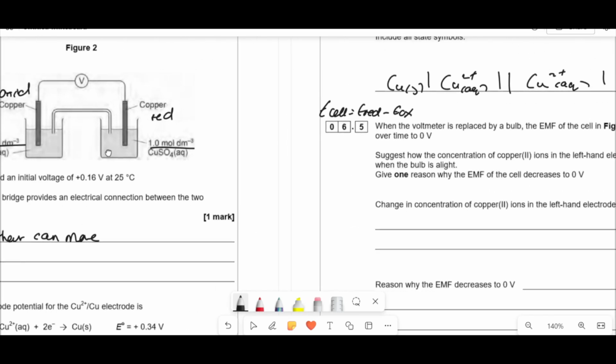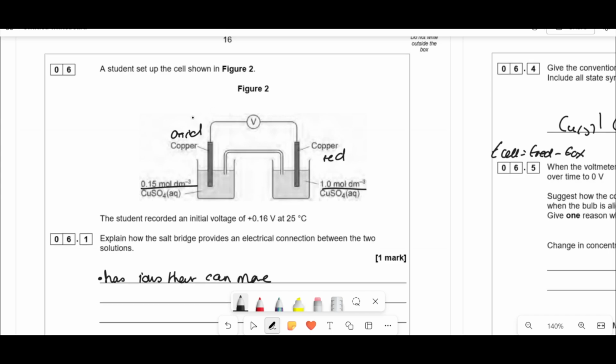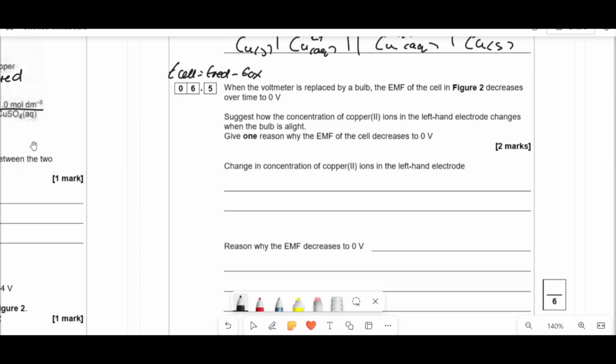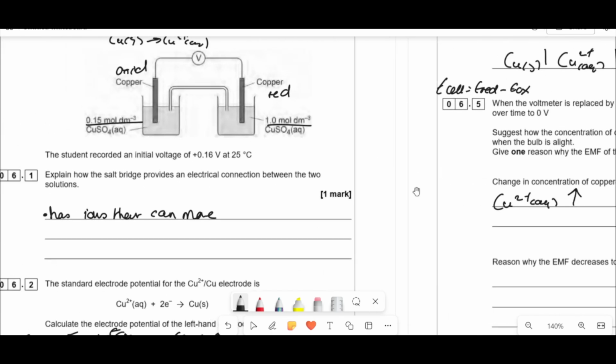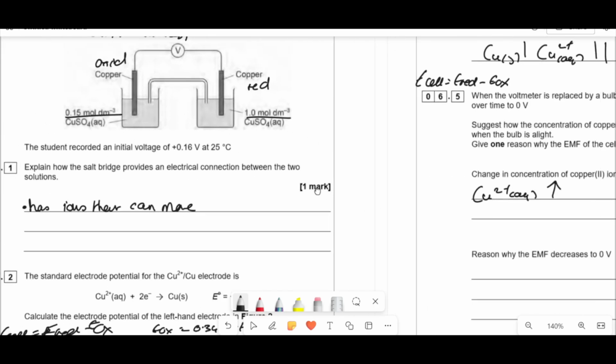So suggest how these in the left-hand electrode change when the bulb is lit. If the bulb is lit, then remember that this is your oxidation side. So we're going from Cu solid to Cu2+ aqueous. So if that's the case, then the concentration has to increase, even if the circuit's running. Cu2+ aqueous increases in its concentration because more of this is being oxidized to become those.